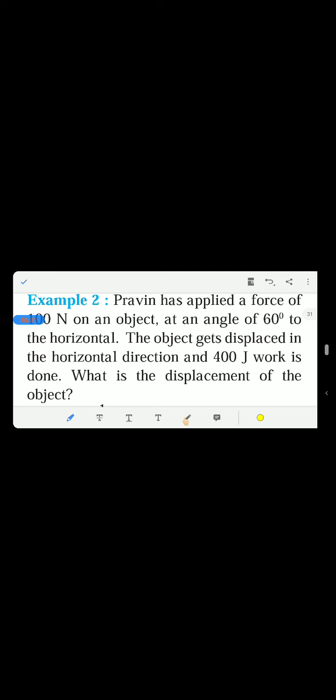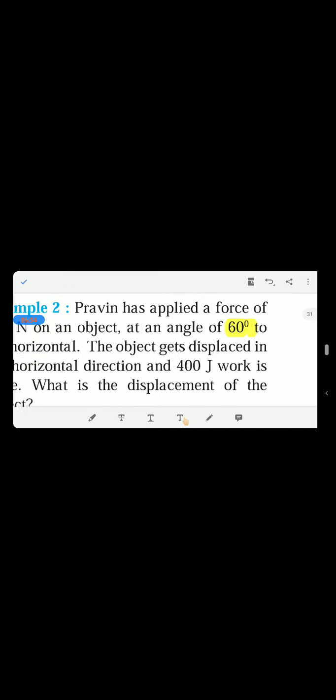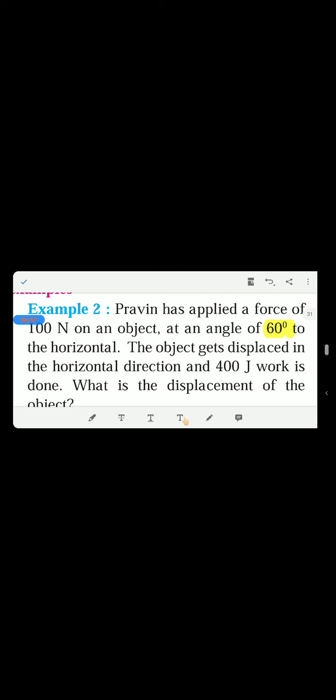Now just see what is given in this. One angle is given, that is the 60 degree angle. That is, cos 60 we have to consider. The value of cos 60 is half, 1 upon 2. Because it's not in the same direction, as I showed you, when it is not in the same direction and when the applied force and the displacement are making an angle, we have to consider the value of that angle.